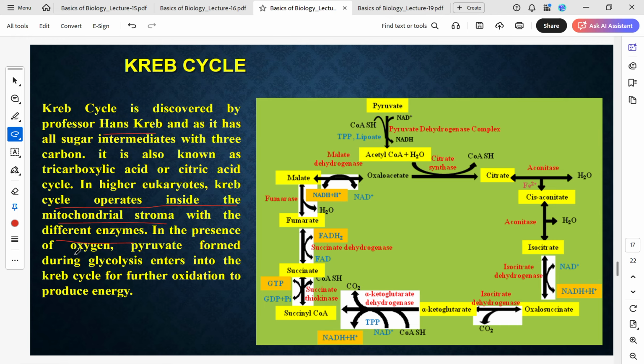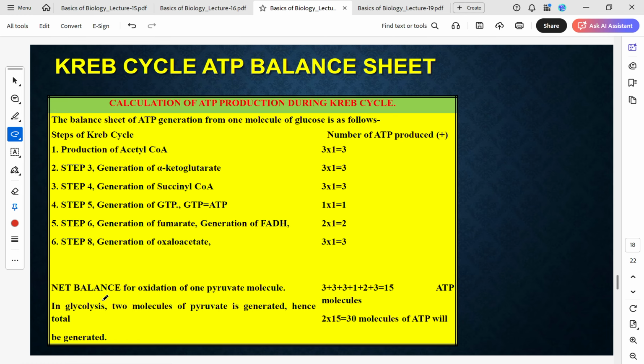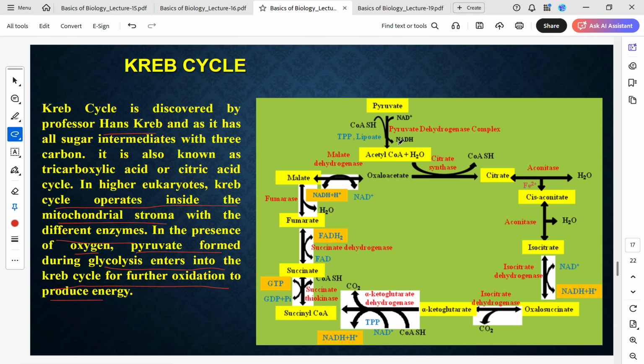In the presence of oxygen, pyruvate formed during glycolysis enters into the Krebs cycle for further oxidation to produce energy. So pyruvate converts to acetyl coenzyme A, or acetyl CoA, by converting one NAD plus to NADH using the pyruvate dehydrogenase complex.